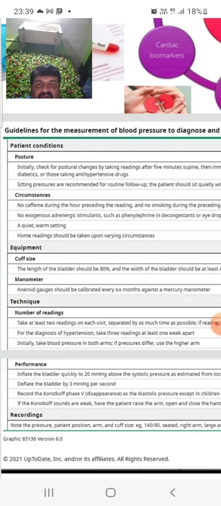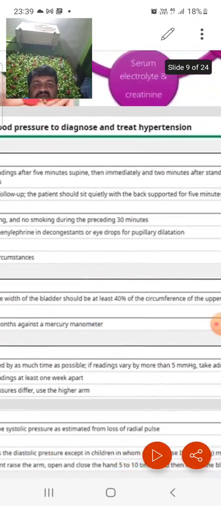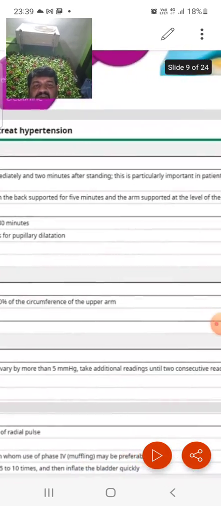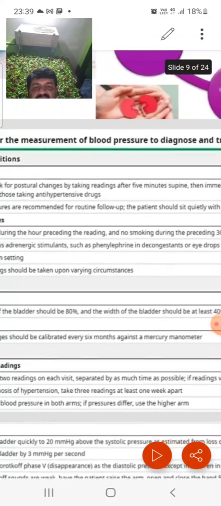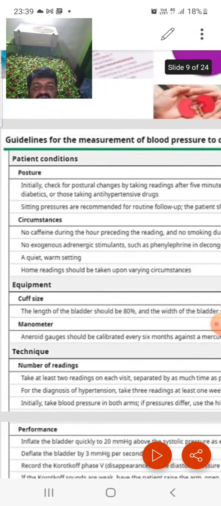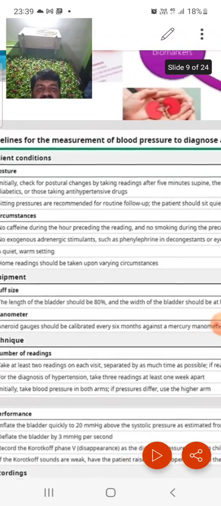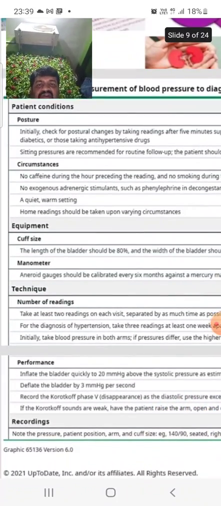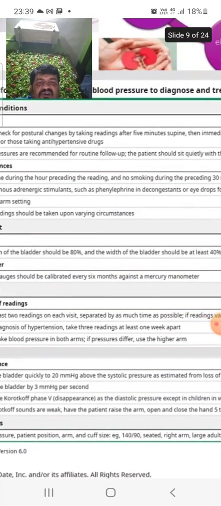So number of readings, take at least 2 readings on each visit, separated by as much time as possible. If readings vary by more than 5 mmHg, take additional readings until the 2 consecutive readings are close. So for the diagnosis of hypertension, take 3 readings at least 1 week apart. Initially, take the blood pressure in both the arms. If pressures differ, use the high arm.